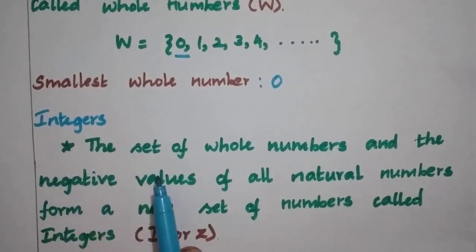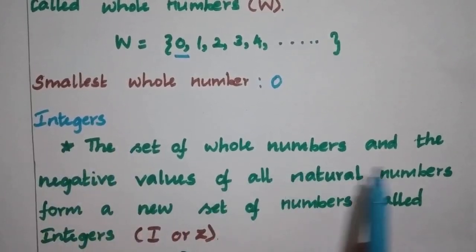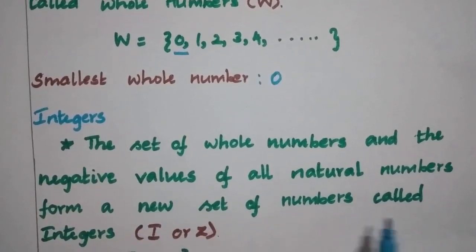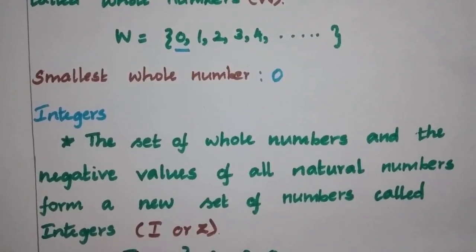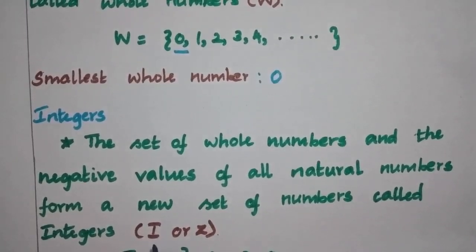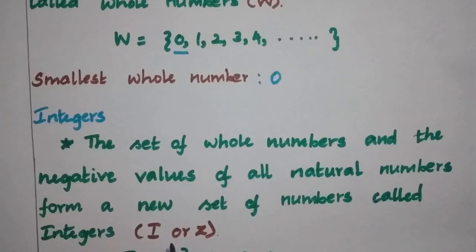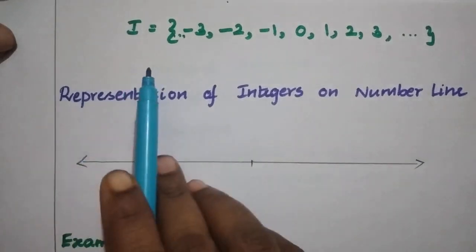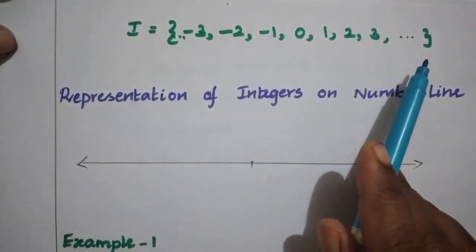Integers. The set of whole numbers and the negative values of all natural numbers form a new set of numbers called integers. It is denoted by the symbol capital I or Z. This is a set of integers.